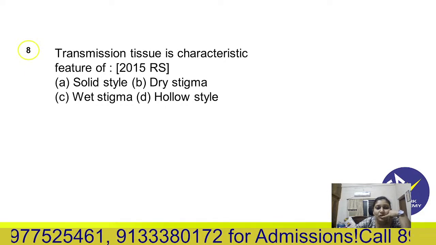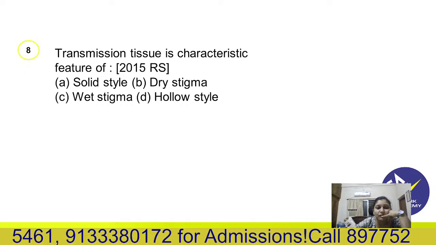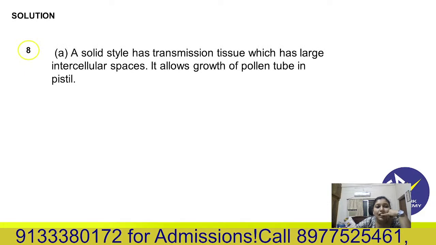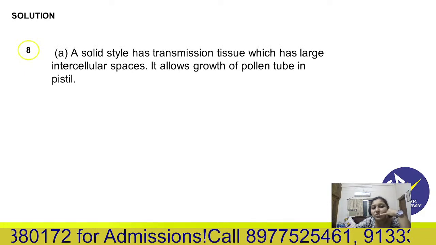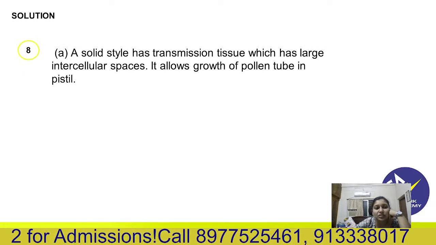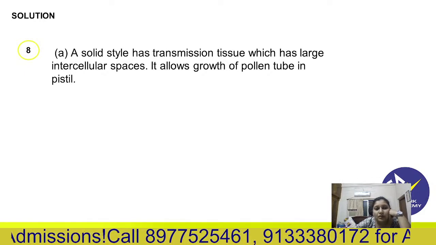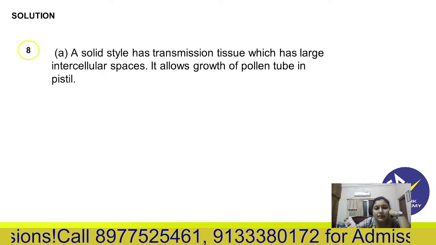Transmission tissue characteristic feature: solid style, dry stigma, wet stigma, hollow style. A solid style has a transmission tissue which has a large intercellular space. It allows the growth of the pollen tube in the pistil.